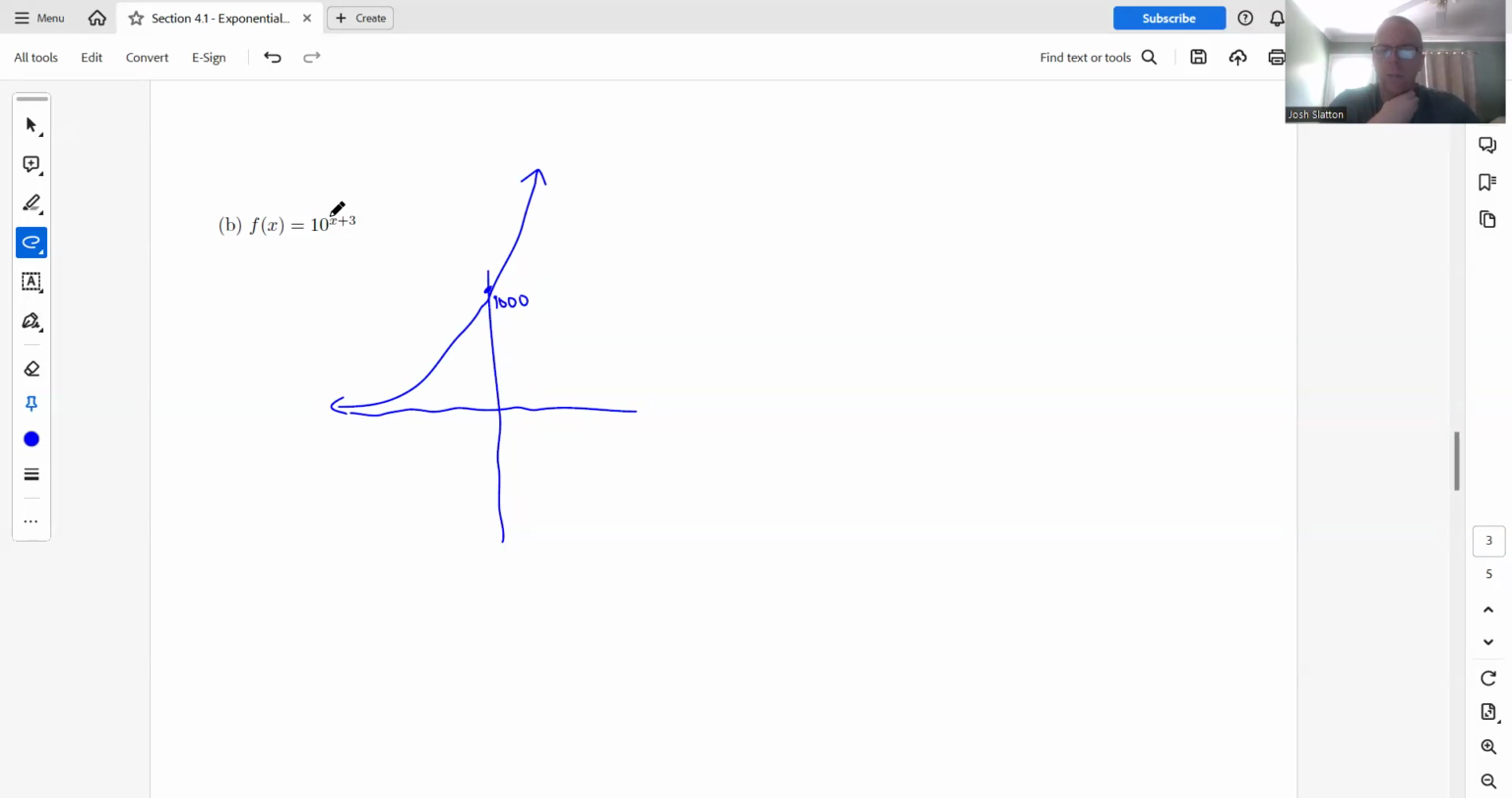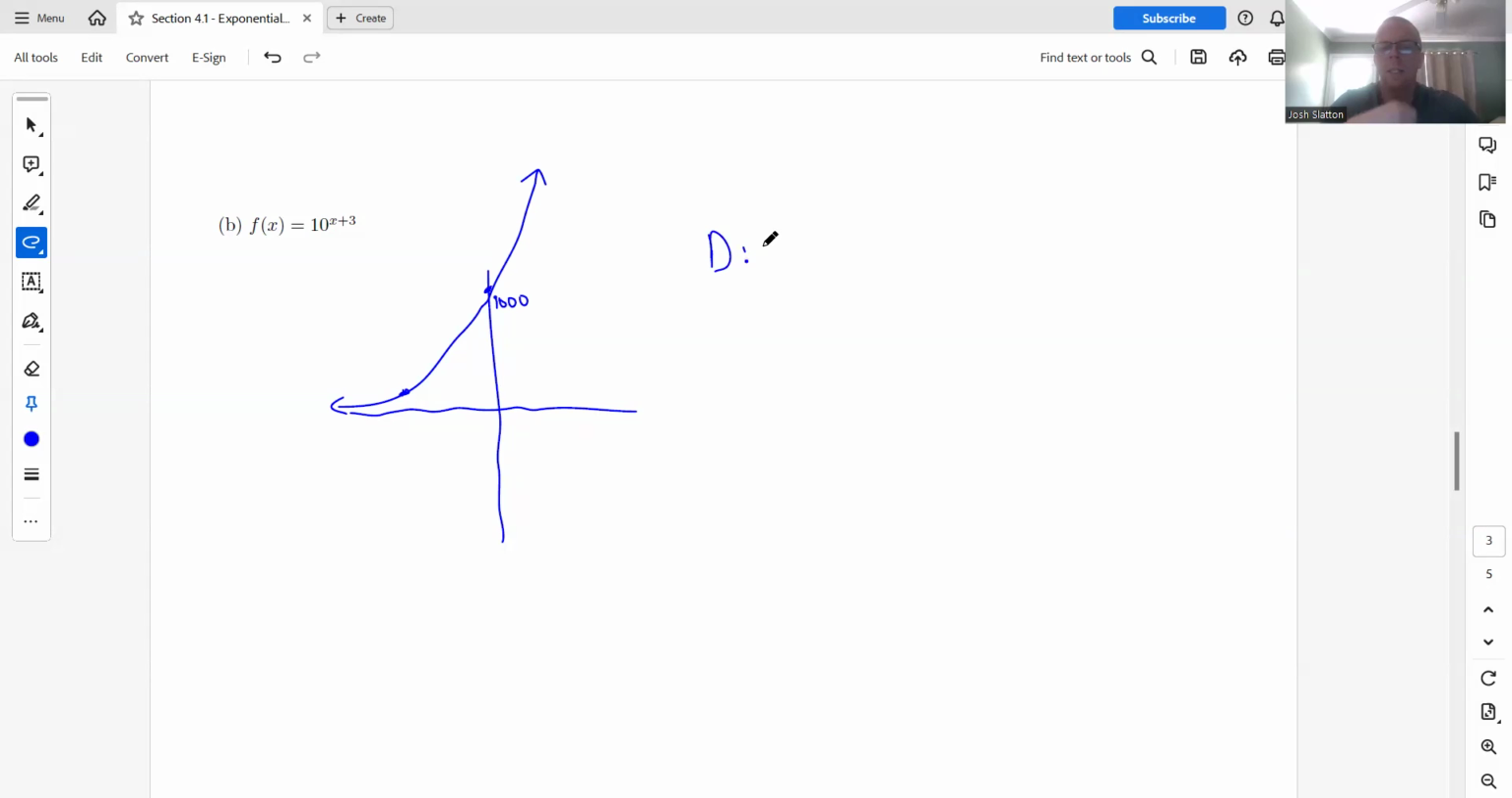when x is -3, we'd have 10 to the 0. So now the original y-intercept of 1 is going to be over here. It's going to be shifted 3. So I guess we could put there's the original y-intercept that moved from (0, 1) over to (-3, 1).